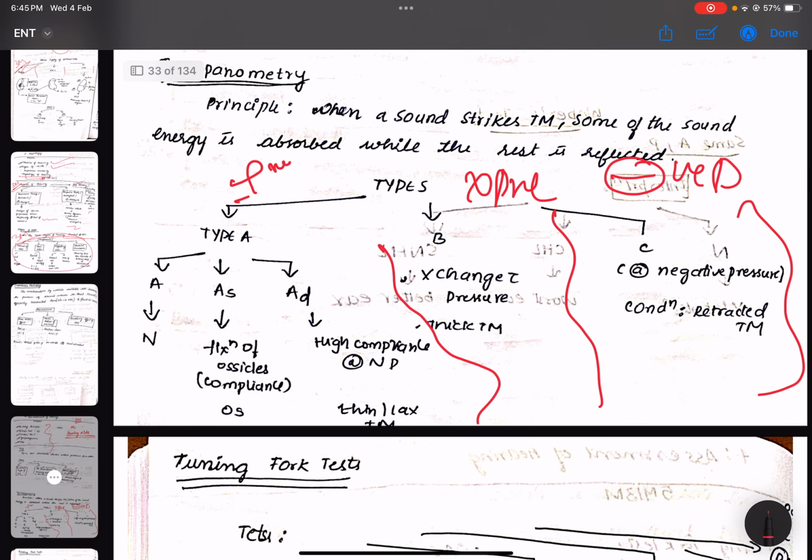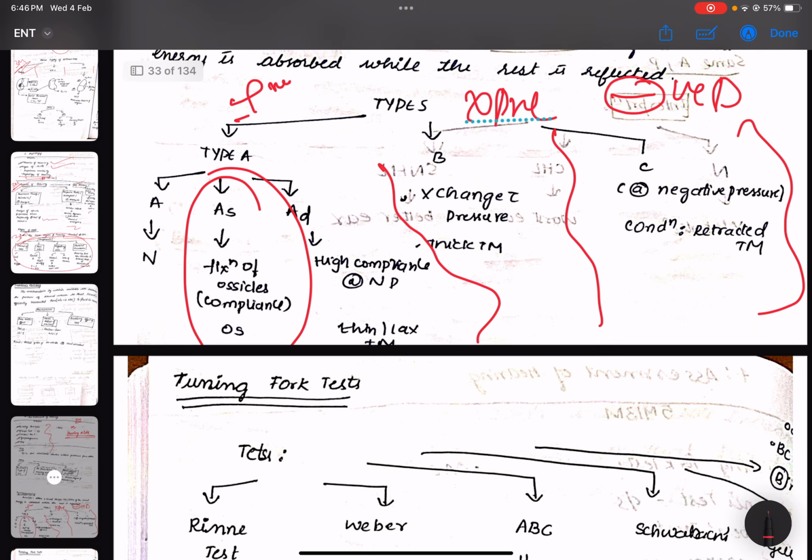So based on this, again you might have a normal curve. Again, if it's fixed, then you will have As, which is there in OS. Okay, then again if it's a thin and lax tympanic membrane, you will have Ad.